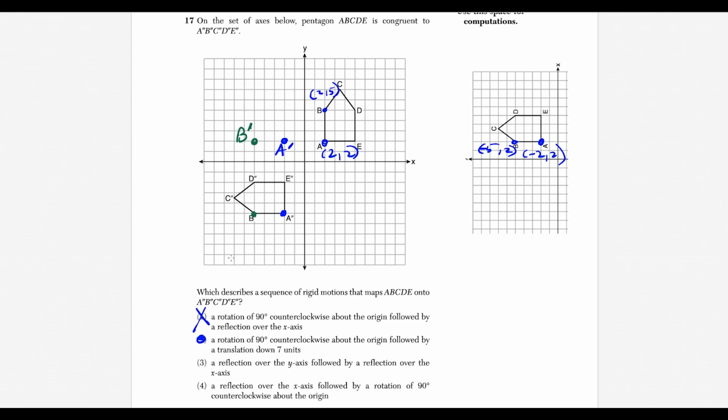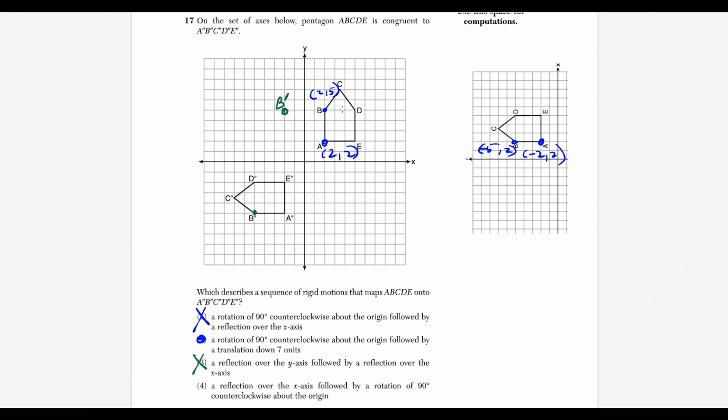Now, the reason why choice 3 is no good is if we reflect over the y-axis first. So I'm going to erase this now and talk about why choice 3 is no good. If we reflect over the y-axis, see point B is going to go over here to B prime. And now I reflect over the x-axis. You could see here this is not going to line up with this point over here. So that's how I know this one is out.